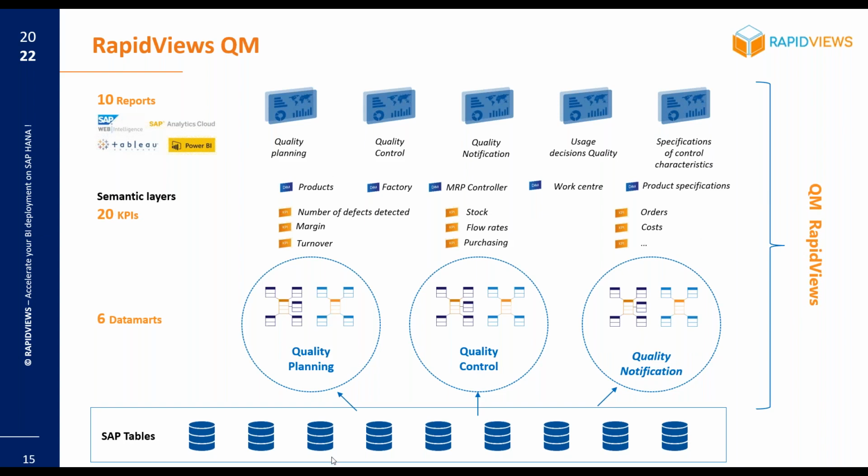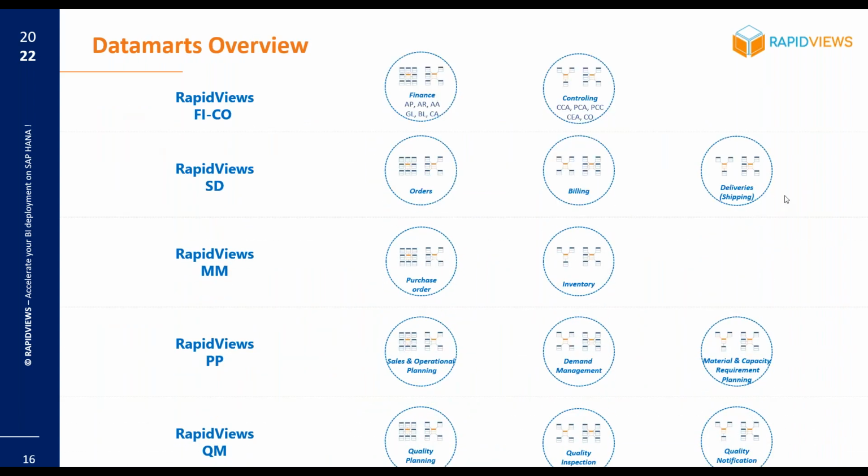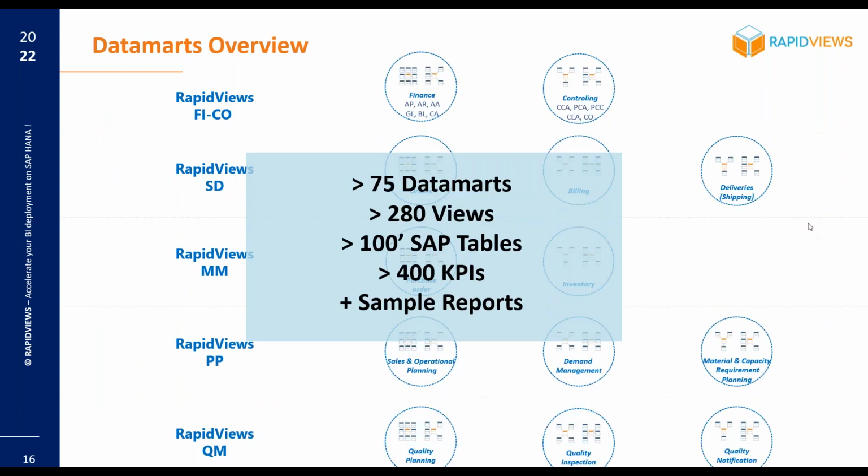And for QM, we have 6 data marts on quality planning, quality control, and quality notification, 20 KPIs, and 10 standard reports, the most standard reports used by companies. So let's have an overview. In total, we have more than 75 data marts and 280 views, sitting on more than 100 SAP tables and covering approximately 400 KPIs, plus the sample reports, which can be easily adapted.